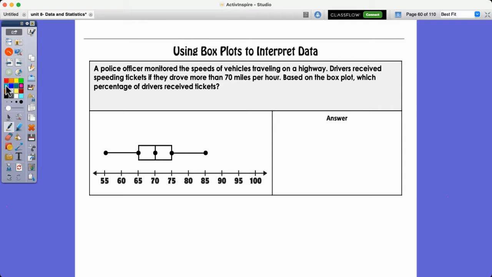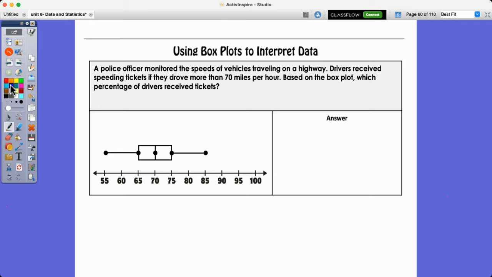Good evening, class. Today we are going to be using box plots to interpret data. If you could go ahead and get out this worksheet. We're continuing on from box plots, which we did yesterday, and we are going to go ahead and answer a few questions. So let's take a look at this.